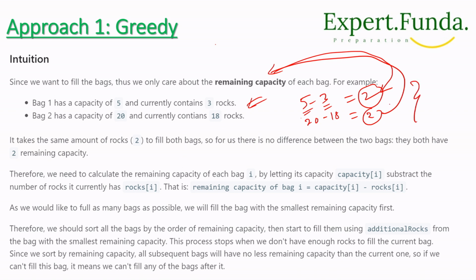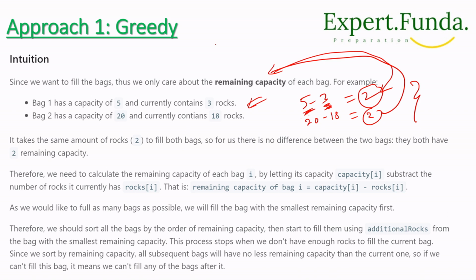Therefore, we need to calculate the remaining capacity of each bag i, by taking its capacity[i] and subtracting the number of rocks, which is rocks[i], as you can see here. So the remaining capacity of each bag we can get from here.